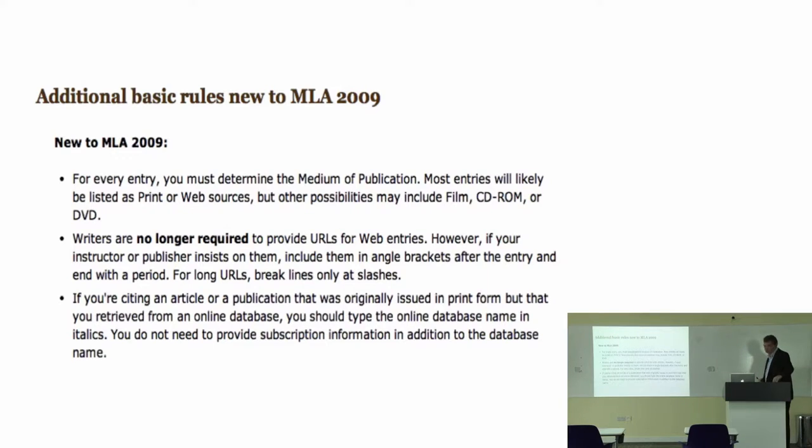So a couple of new rules for the MLA now that we're into the digital era. First of all, for every entry, you must determine the medium of publication. Those will likely be either print or web sources, but it may also be film, CD-ROM, or DVD. As I said before, you're no longer required to provide URLs. And if you're citing an article or a publication that was originally issued in print form, but that you retrieved from an online database, you should type the online database name in italics.